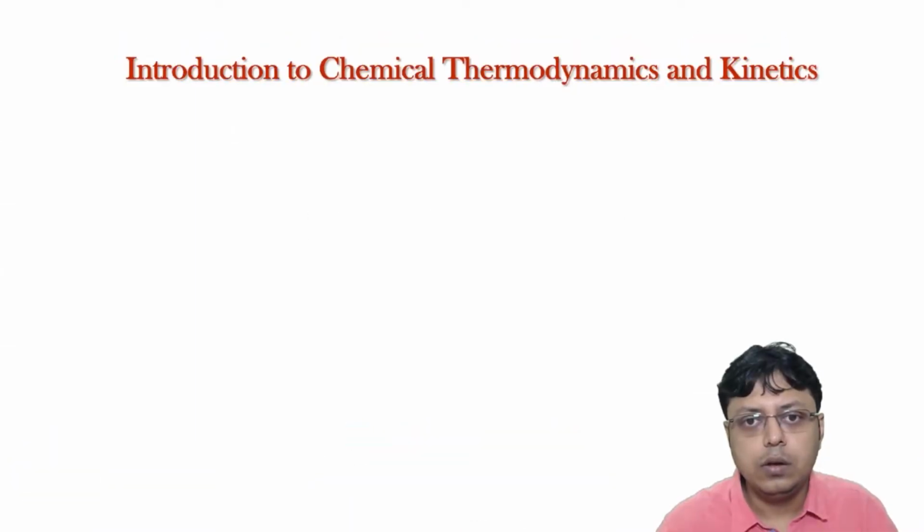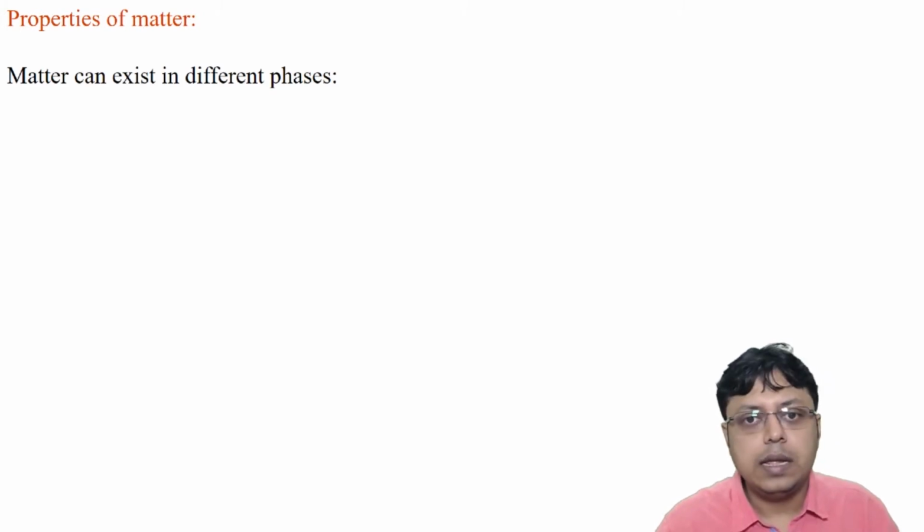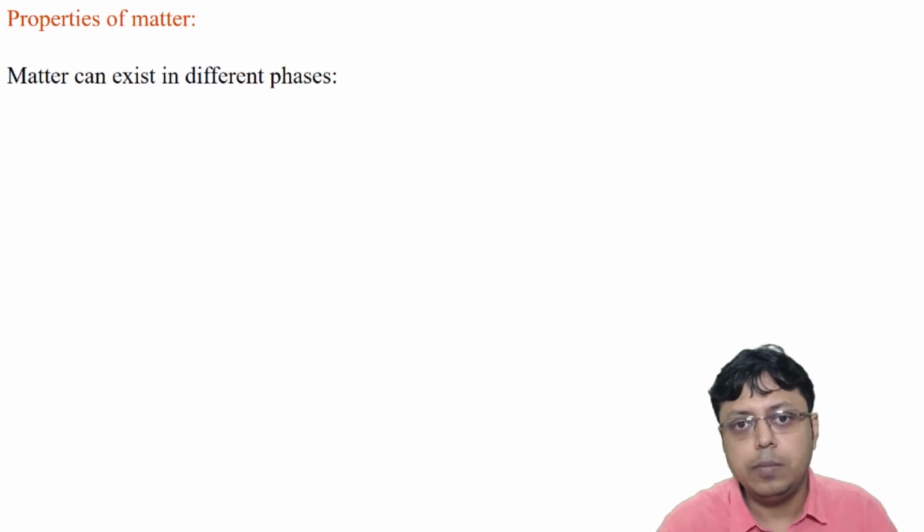Hello everyone, welcome to the course on Introduction to Chemical Thermodynamics and Kinetics. We will first begin with the properties of matter. Now you know matter can exist in different phases. For example, the phases are solid phase, liquid phase, and gas phase or vapor phase.